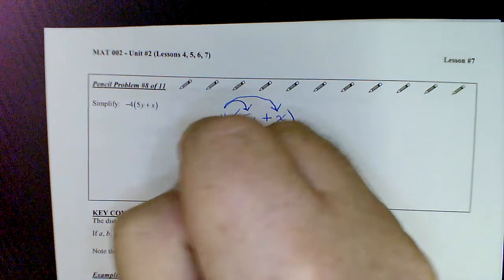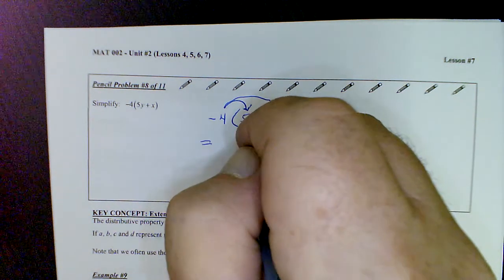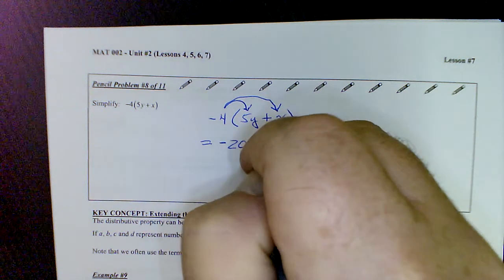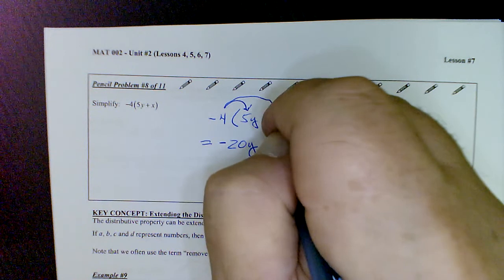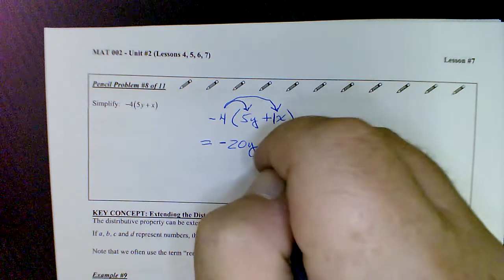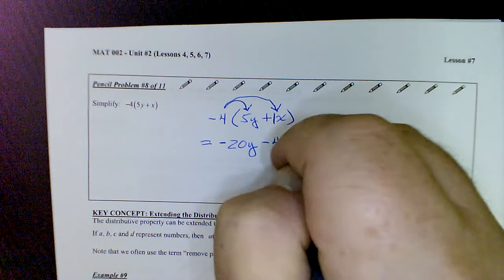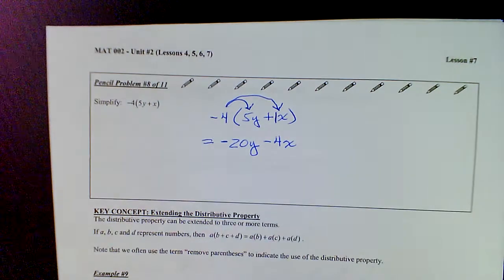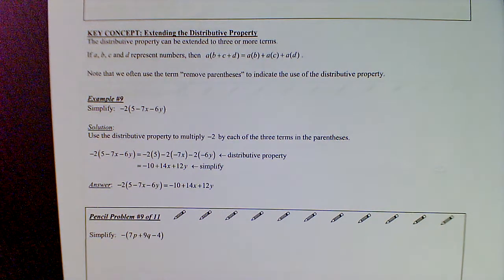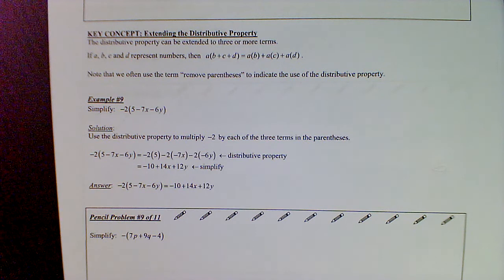So negative 4 gets multiplied by 5y, and negative 4 times 5 is negative 20. We carry along the y. And then negative 4 gets multiplied by 1x. There's really a 1 understood in front of the x. And that would give us negative 4x. So that's the distributive property. And then we could use the distributive property extended to more than 2 terms.